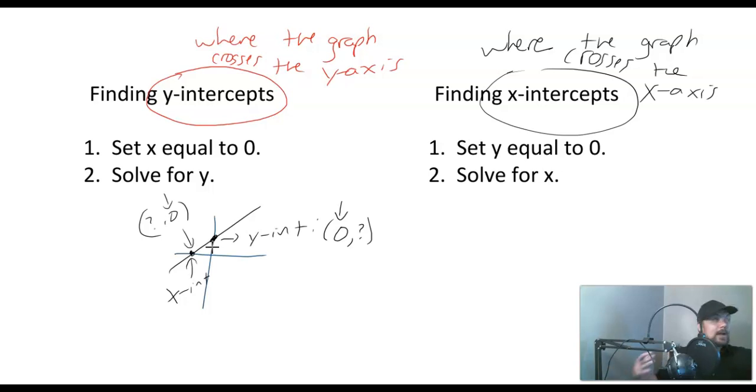And no matter how crazy the equations get, if you ever want to find the x-intercept, you set y equal to 0 and you solve for x. So this is set in stone. It will always be like this for every equation of 2 variables that we ever deal with.